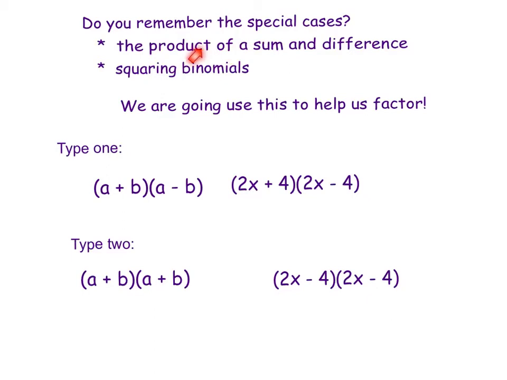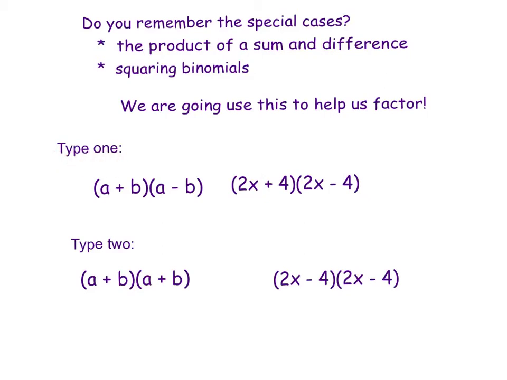So type 1 was the product, so multiplication, of a sum and a difference, where the first terms are the same and the last terms are the same. And the second is when you are squaring a binomial. So the first and the last are the same, but both are addition or subtraction.